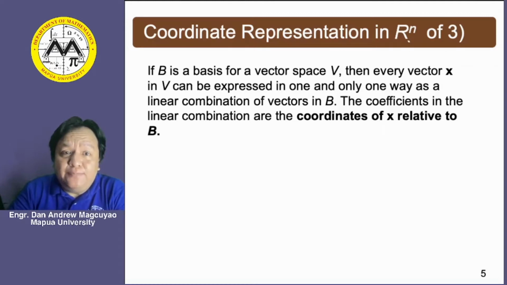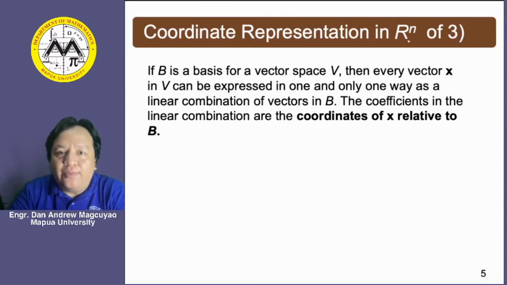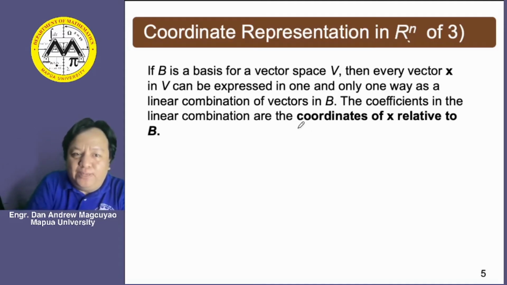If B is a basis for a vector space V, then every vector x in V can be expressed in one and only one way as a linear combination of vectors in B. The coefficients in the linear combination are the coordinates of x relative to B.